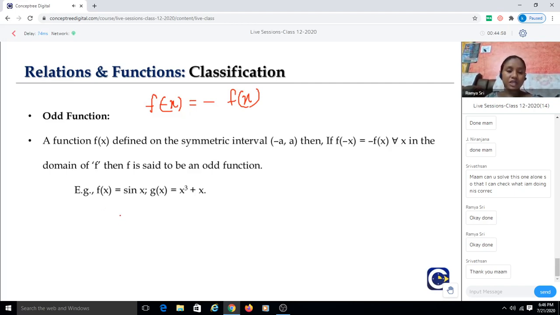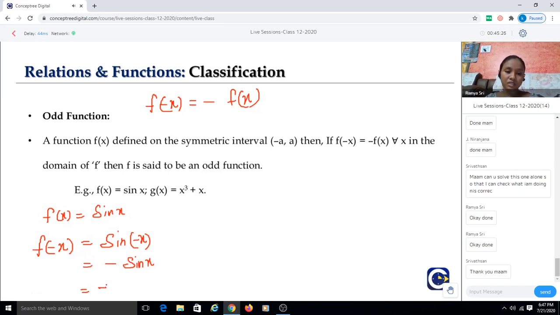Let's understand this odd function with some examples. Here we have a function f of x equal to sin x. Check whether this function is even or odd. Our procedure will be the same: replacing x with minus x, so it will be sin of minus x. According to our trigonometric identities, sin of minus x is minus sin x.